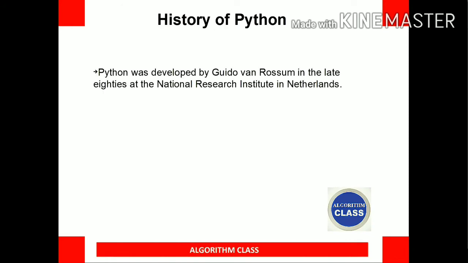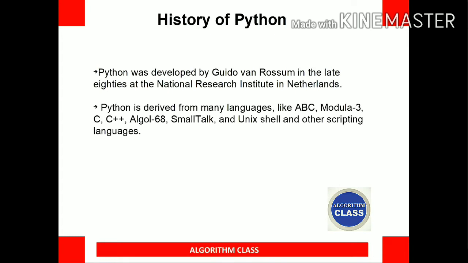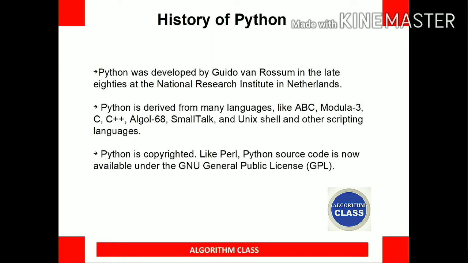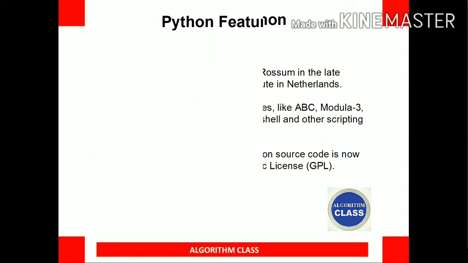Python was developed by Guido van Rossum in the late 80s at the National Research Institute in the Netherlands. Python is derived from many languages, so you can say Python is a mix of all other languages. With Python, we can do scripting. Python is copyrighted, but it is open source. The code is now available under the GNU license.